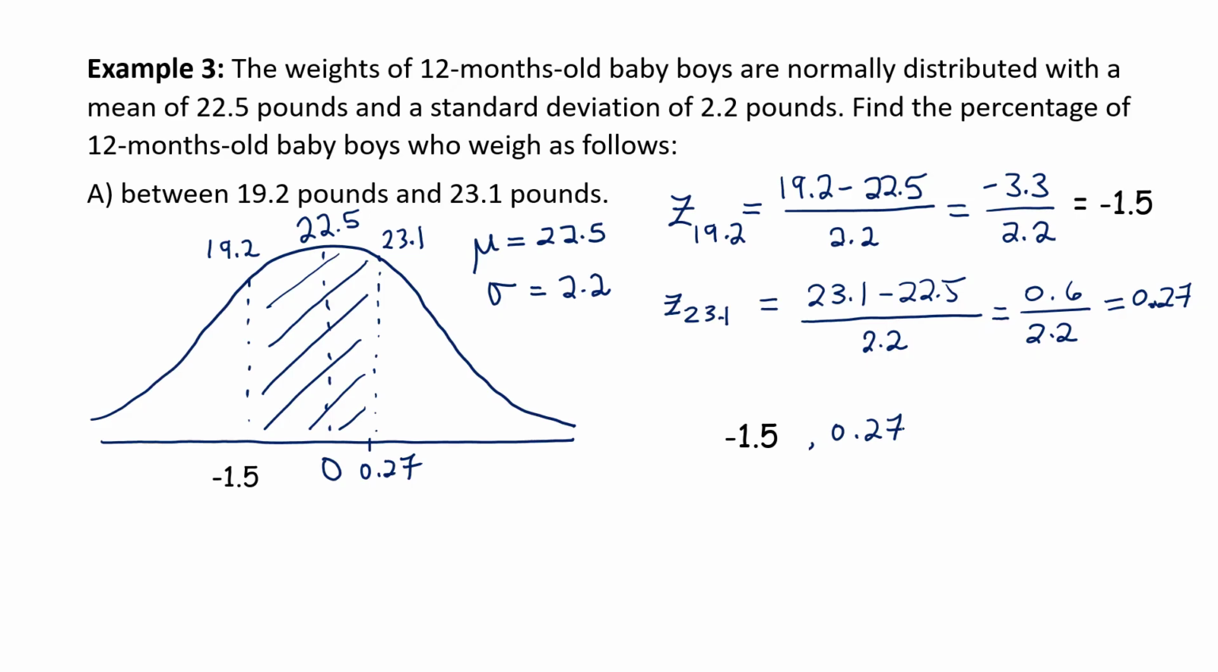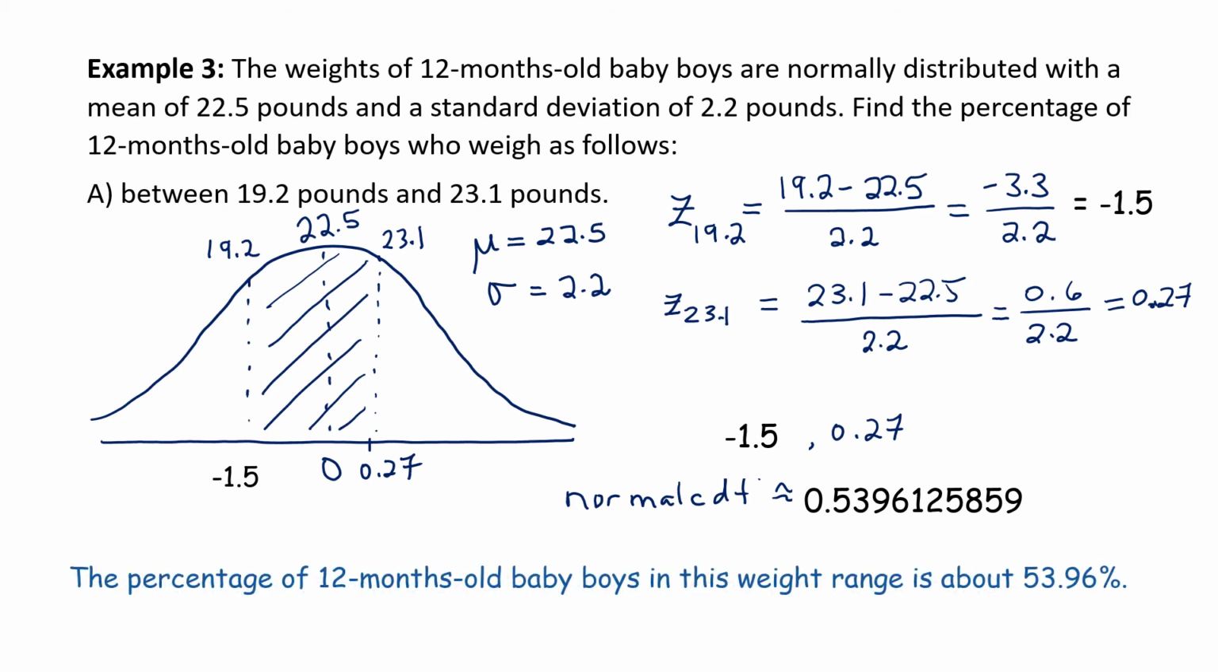The output is 0.5396125859. And transferring the score from our calculator, we get that the normal CDF is approximately 0.5396125859. And we can conclude the percentage of 12-month-old baby boys in this weight range is about 53.96%.